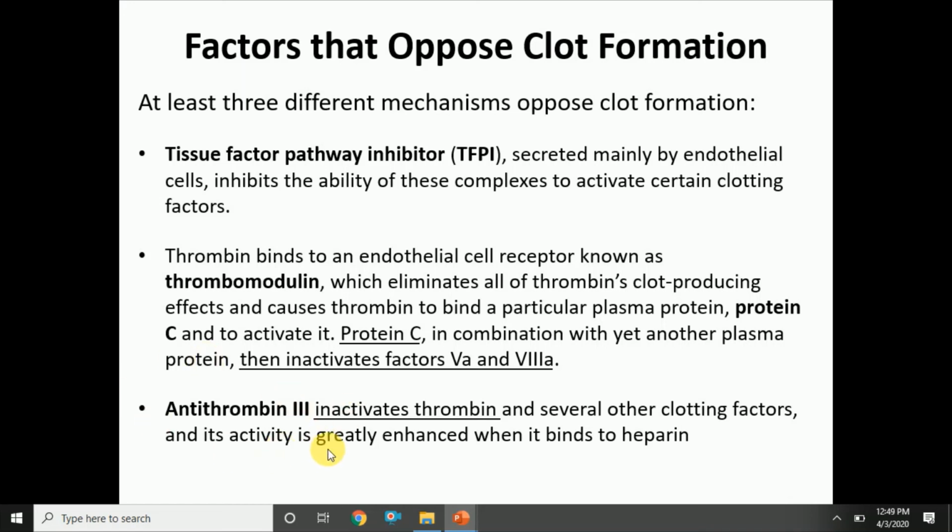Antithrombin 3, okay, that is another way to inactivate thrombin, and again, kind of tone down how much blood clotting occurs. So yes, you do want a blood clot to happen to stop the bleeding, but there is a point where you no longer need that. So these are two factors that help in stopping the process.